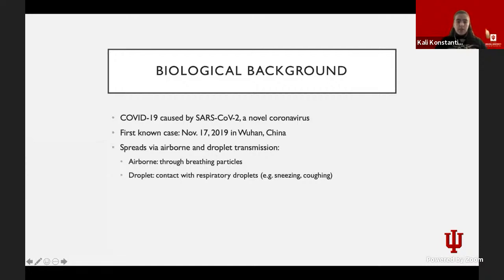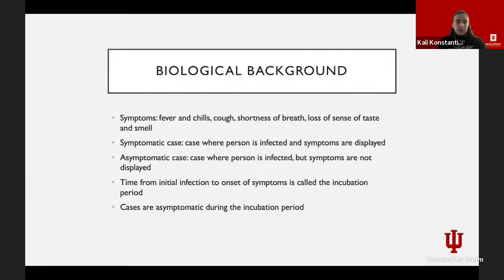COVID is primarily spread via airborne and droplet transmission. Airborne transmission is breathing in the virus when you breathe the air, and droplet transmission is coming into contact with respiratory droplets, like from a sneeze or a cough. COVID can also be transmitted person to person. Some symptoms include fever and chills, cough, shortness of breath, and loss of sense of taste and smell. The loss of taste and smell seems to be a rarer symptom, but it is pretty unique to COVID in identifying it from other potential illnesses.